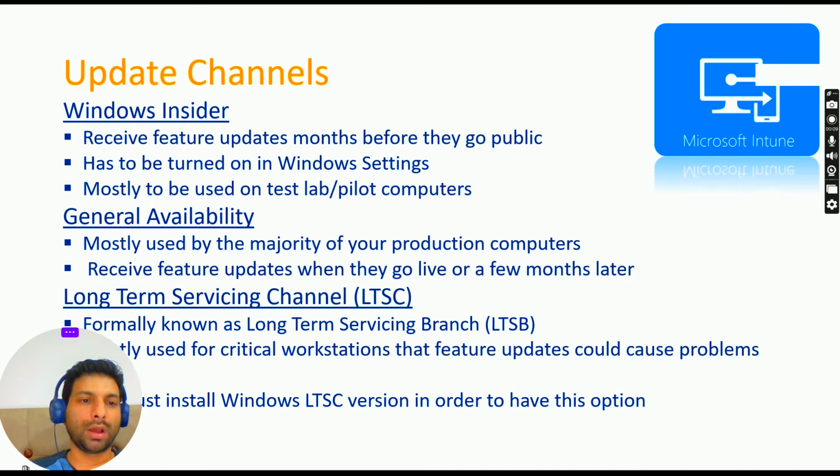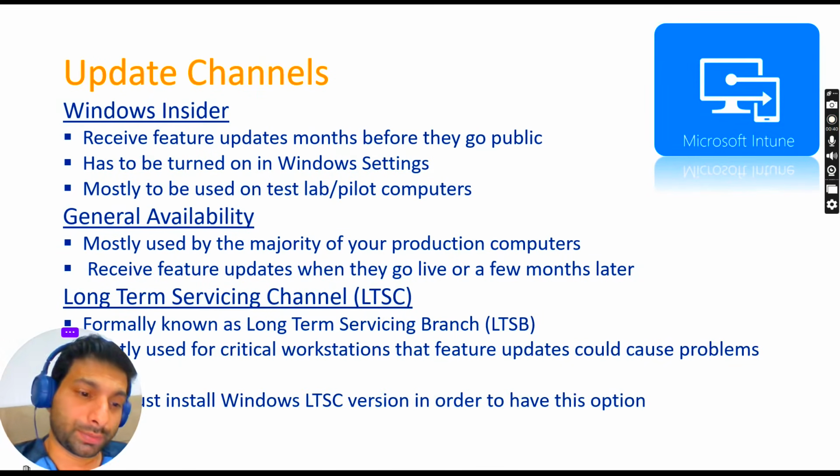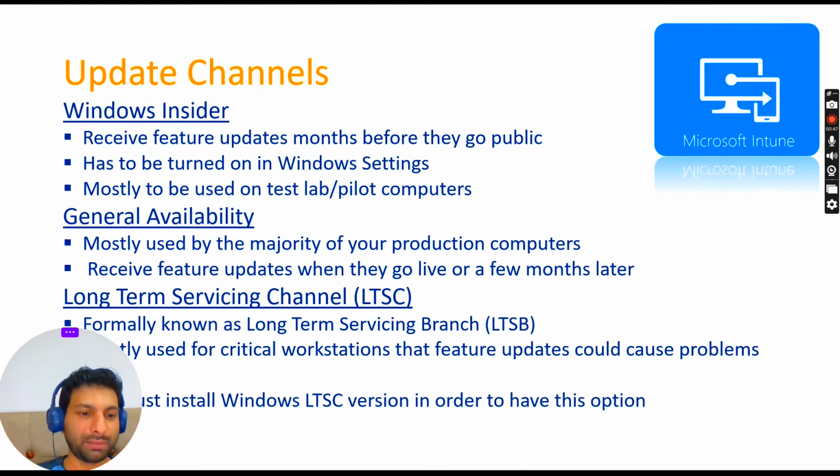Mainly there are 3 types of update channels: Windows Insider, general availability, and long-term servicing channel. Windows Insider is nothing but receiving feature updates months before they go public. So it's essentially for the IT people to test. Before it gets released to the public, it goes to the IT people for testing purposes, and it has to be turned on in Windows settings, mostly to be used for test or lab and pilot computers.